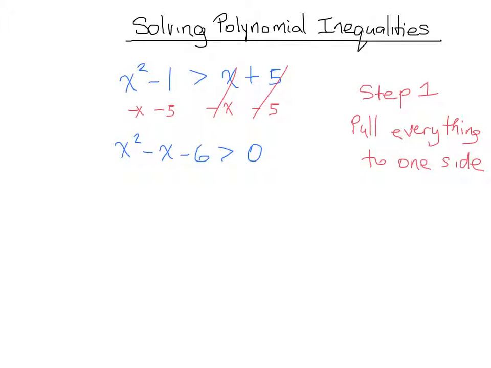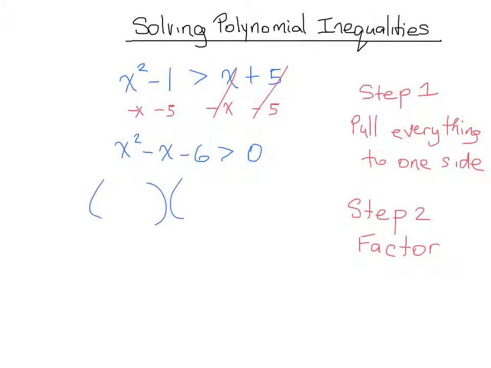Now, if this were an equation, it would be pretty easy at this point. We would factor and solve. Well, good news. This next step is still to factor. So step 2, we're going to factor. After everything is greater than 0, we can now factor.